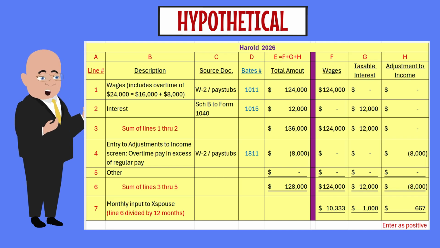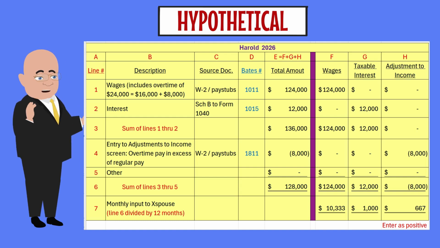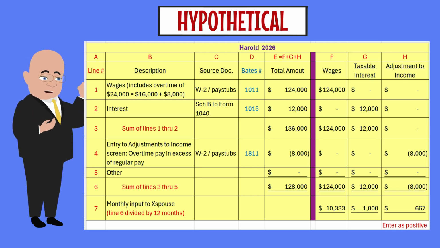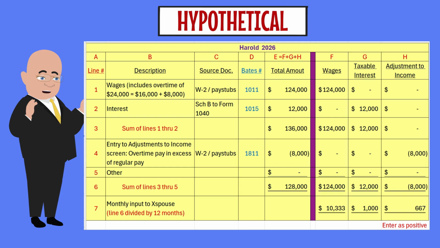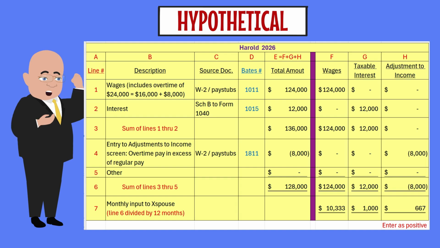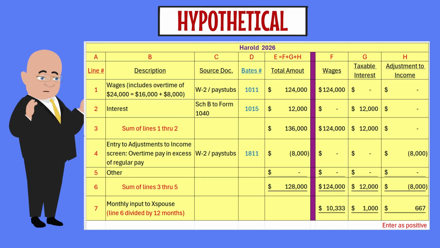Here is a typical support worksheet. Line 1 includes total wages, including total overtime pay. Regular pay is $100,000, and overtime pay is $24,000. Of the $24,000 overtime amount, $16,000 is at the regular rate, and $8,000 is the extra half to make OT time and a half. The $8,000 is also reflected in line 4 as input for the qualified overtime deduction.